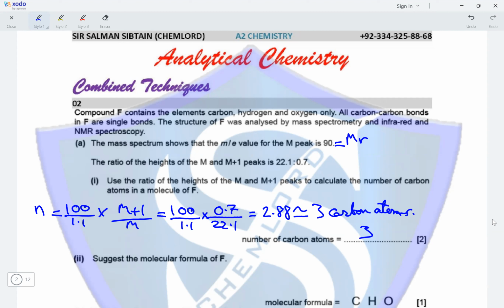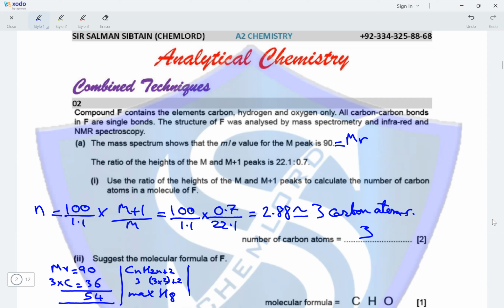Suggest the molecular formula of F. So the Mr is 90. Carbon atoms are 3, which is 36. 12 times 3 is 36. So 90 minus 36 is 54. So out of 54, if we have 3 carbon atoms, the maximum number of hydrogen that can be attached to 3 carbon atoms would be CnH2n plus 2. So if n is 3, this would be 3 into 2, which is 6, plus 2, which is 8. So max number of hydrogen atoms can be 8.